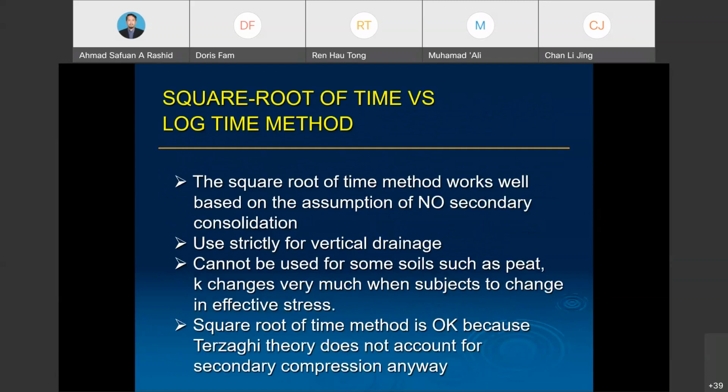It is used strictly for vertical drainage, definitely. It cannot be used for some soils such as peat, which change very much when subject to change in effective stress. So it is only for clay, while peat has a different discussion, because peat contains a lot of organics. So there will be another consolidation process happening for peats. Square root of time method is okay because Terzaghi doesn't account for secondary compression anyway. So that is the argument made by several academicians, who prefer to use the square root of time compared to the log time method.